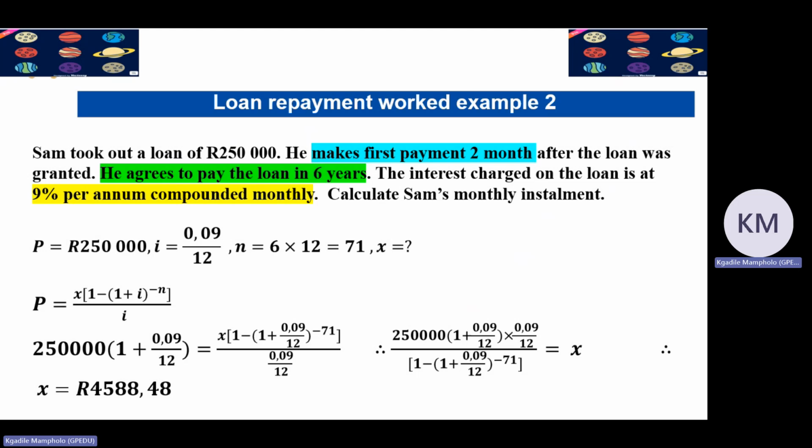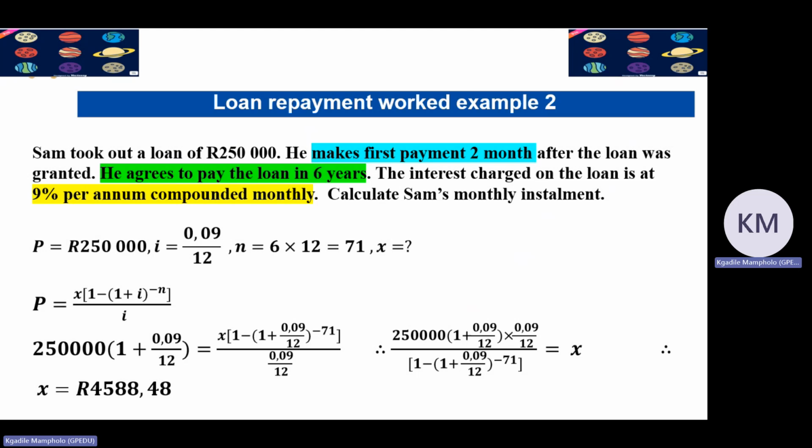Next one, Sam took out a loan of 250,000. He makes first payment 2 months after the loan was granted. He agrees to pay the loan in 6 years, and then the interest charged on the loan is at 9% per annum compounded monthly. Calculate Sam's monthly installment.